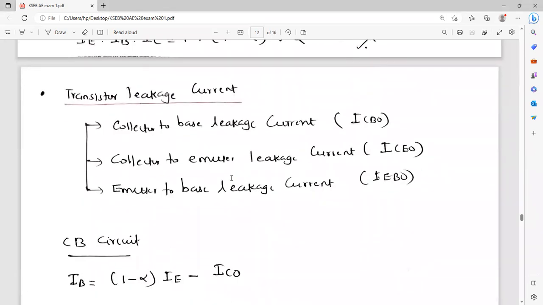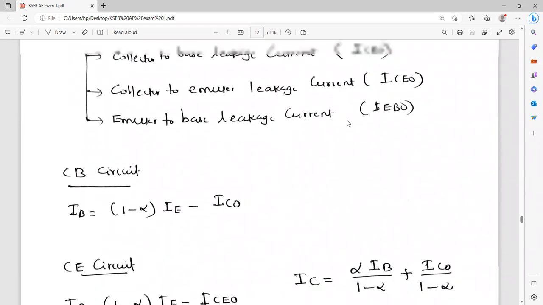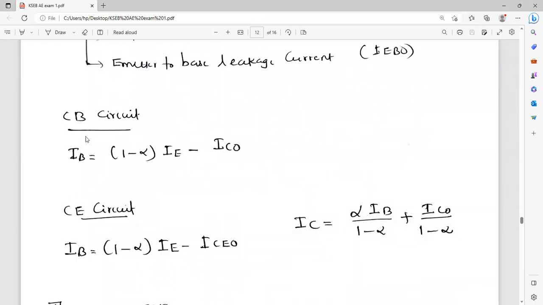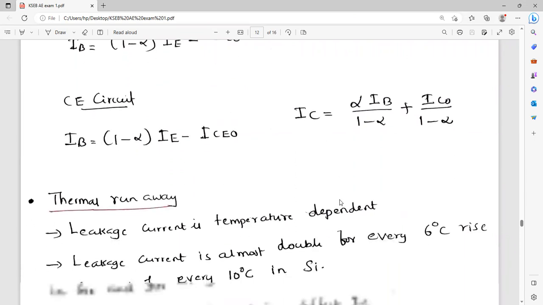So transistor leakage current is another part. There are 3 types of transistor leakage current: collector to base leakage current, collector to emitter leakage current, emitter to base leakage current. So like ICBO, ICEO, IEBO. So for common base configuration, you can write the collector current in this fashion. For common emitter, this is the equation for collector current by relating the collector to emitter leakage current.